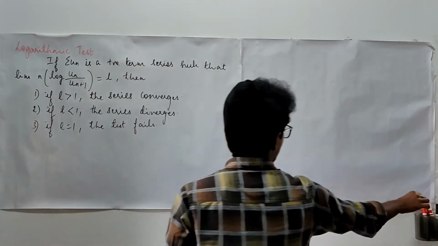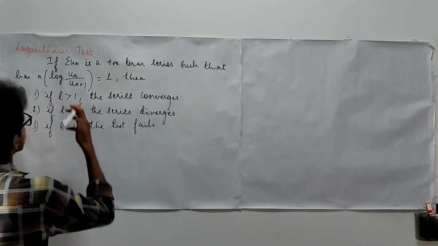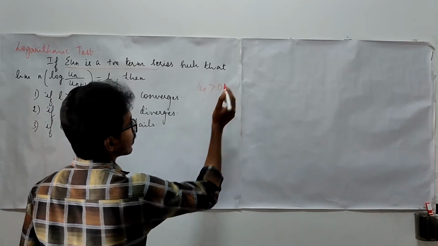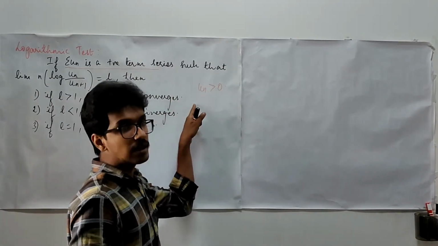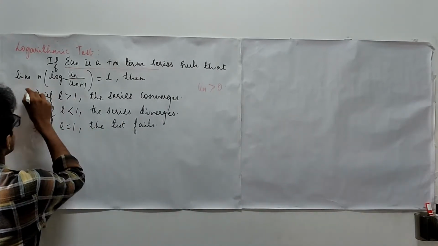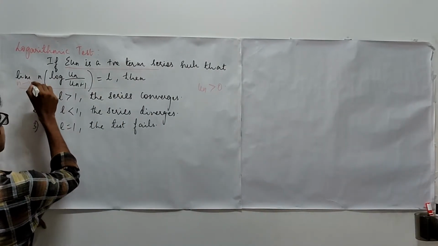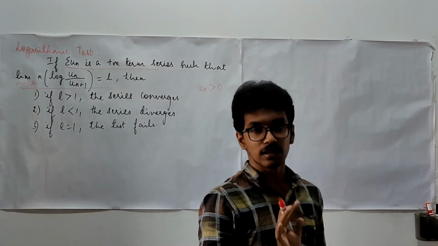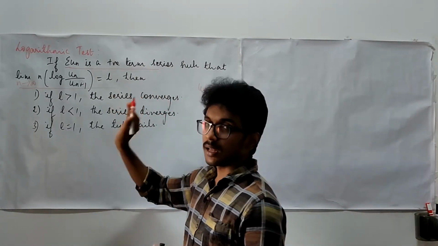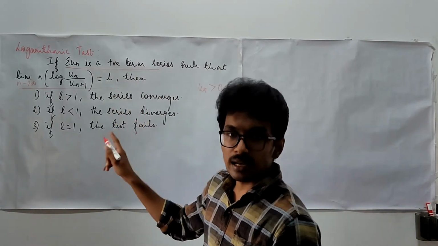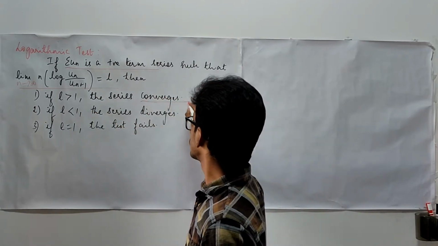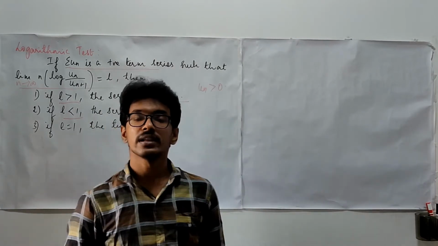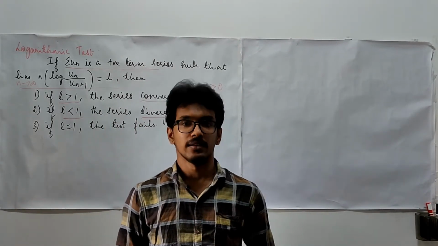Here, if you see, we are given a positive term series summation un, which means un is a positive quantity. In this case, we evaluate this limit, that is, limit n approaches infinity of n times log of un upon un plus 1. When the limit is L, when L is bigger than 1, the series converges. And when L is smaller than 1, the series diverges. As usual, when L is 1, the test fails.